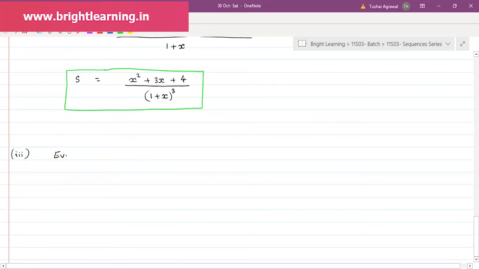Evaluate 1 plus 2x plus 3x square plus 4x cube plus 5x to the power 4, and so on and so on up to infinity, where modulus of x is less than 1.